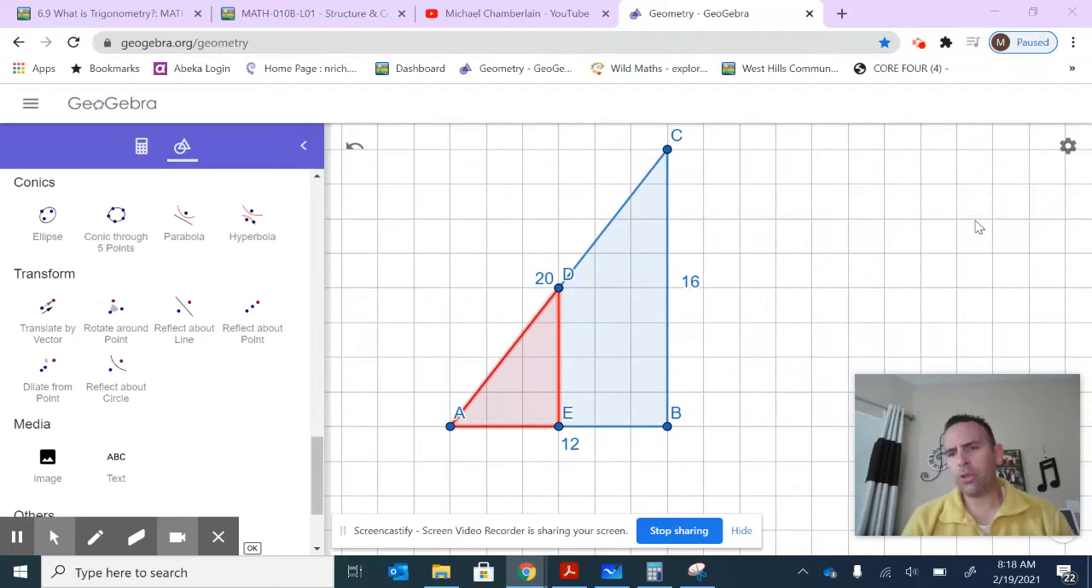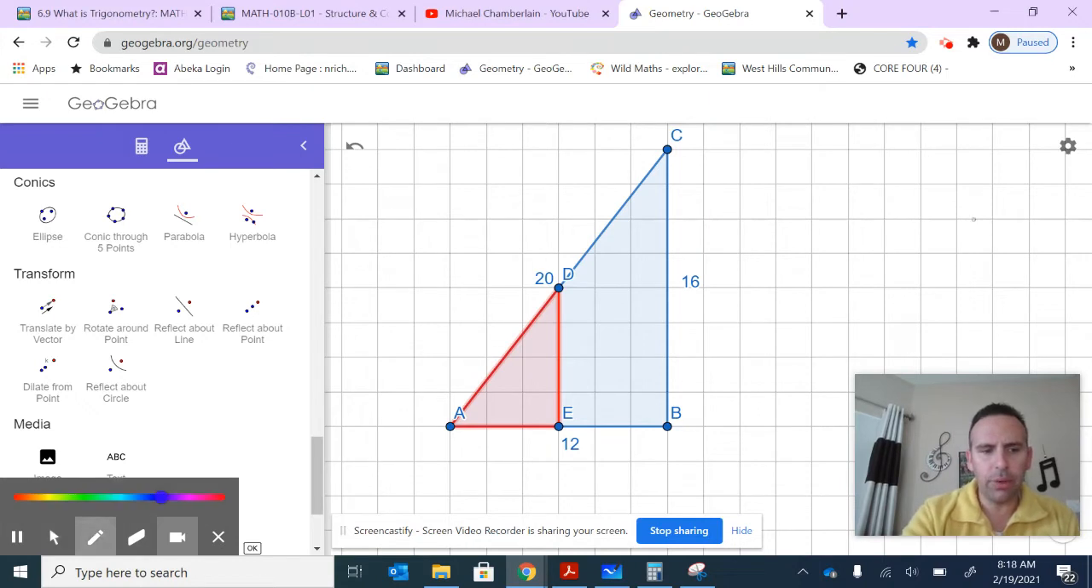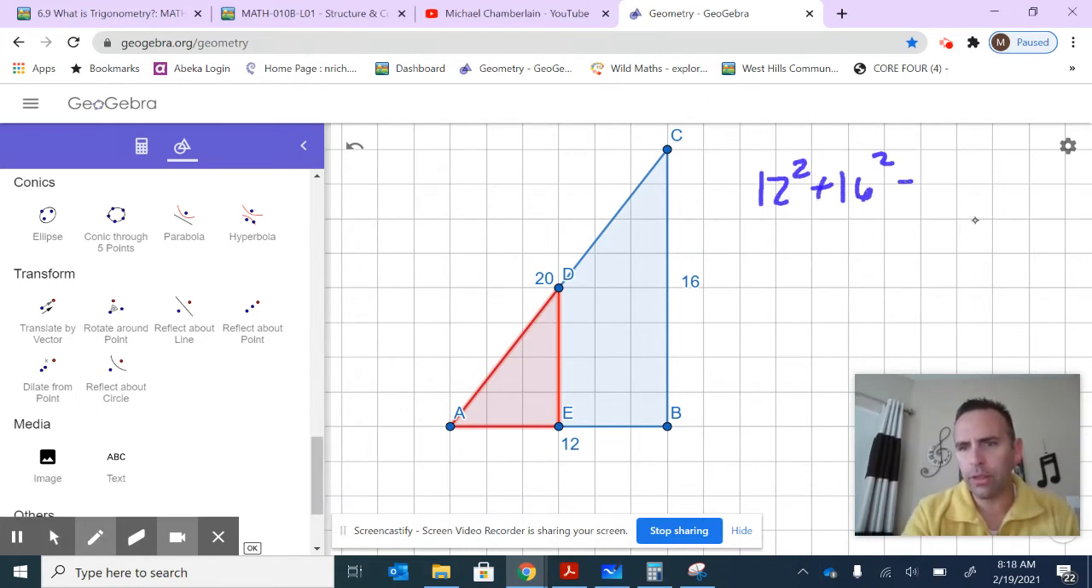In this video, I want to continue my discussion of what is trigonometry. So I was talking about relationships of triangles within right triangles, and I had drawn this example where I begin with a triangle that has side lengths of 12, 16, and 20, following that Pythagorean theorem relationship that 12 squared plus 16 squared is in fact 20 squared.